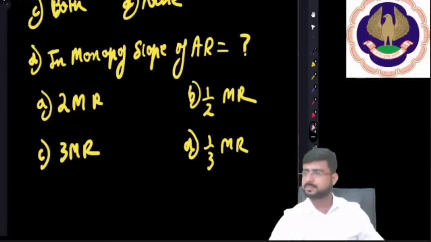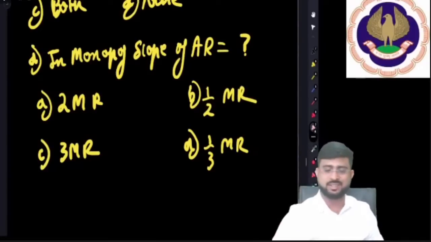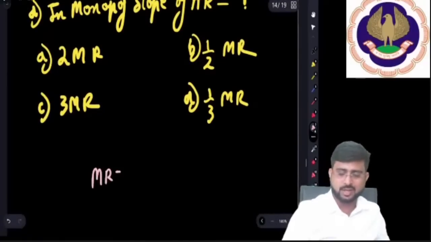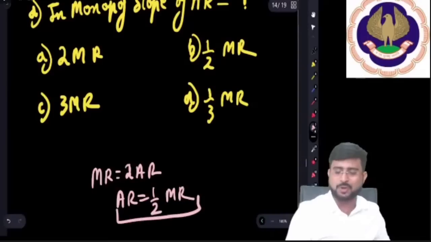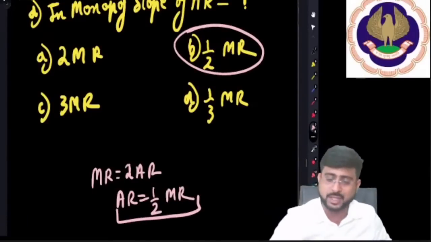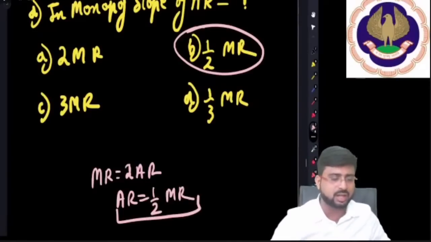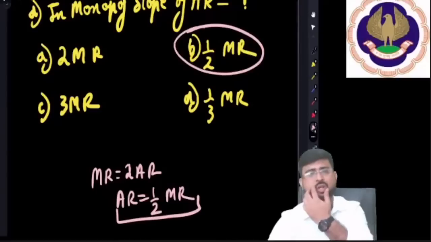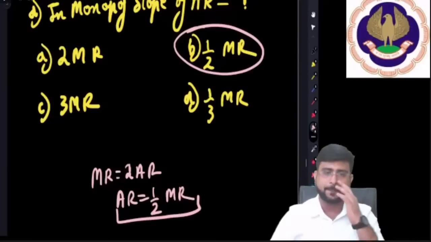So guys, pay attention. Some of you are getting confused now. What did I say? MR was 2 times AR. So AR will be half of MR, because I asked slope of AR, not slope of MR. So most of you get confused. Read the question carefully, because it was a slight trick and most of you fall into the traps. Don't do that.